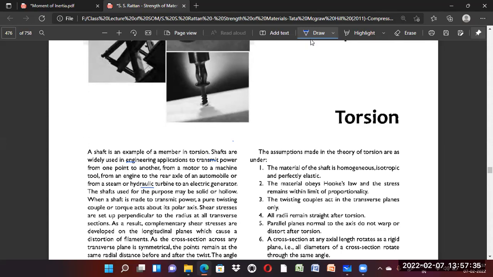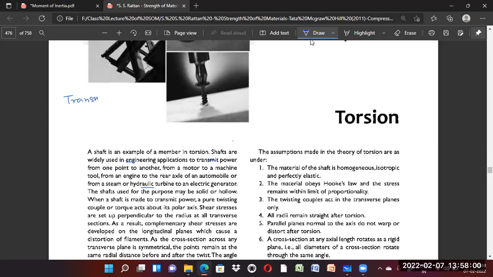The shafts used for the purpose may be solid or hollow. A shaft can be totally solid, or it can be hollow. Both have certain important applications. It is meant to transmit power. A pure twisting couple or torque acts about the polar axis. So for transmitting power, this is the most important thing.